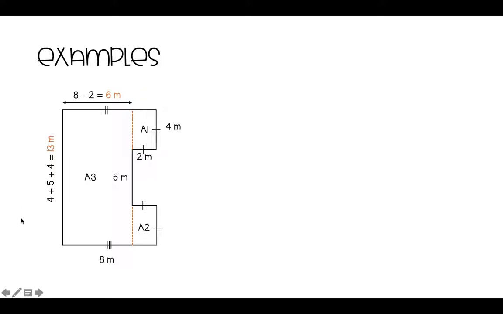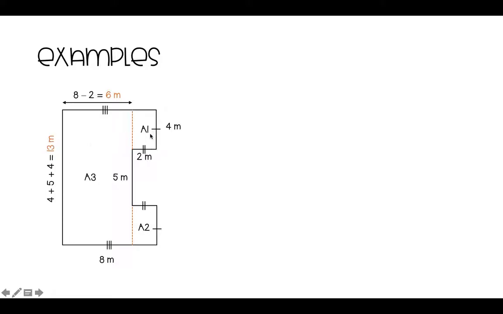And over the other side we have 4 plus 5 plus 4. Now where did I get that from? Okay, if we look over here, we've got 4 plus 5 plus another 4 because the little line represents that these are the same, and so that gives us 13 kilometers.